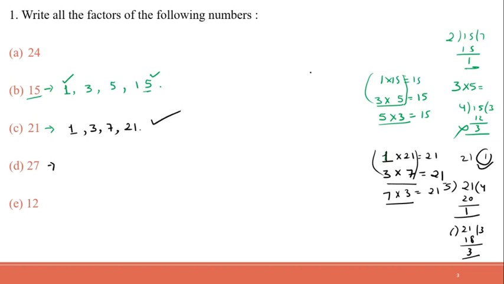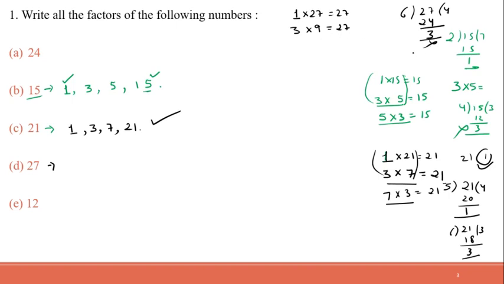Now come to 27. How will you do it for 27? We start with 1, right? 1 into 27, 27. Then 2 will leave a remainder of 1. So now come to 3. 3 into 9 is 27. Then 4. 4 will leave a remainder of 3. Then 5 will leave a remainder of 2. Then 6. 6 will leave a remainder of 3. How? 6 into 4 is 24, and a 3 remainder. So we will not take 6 also.